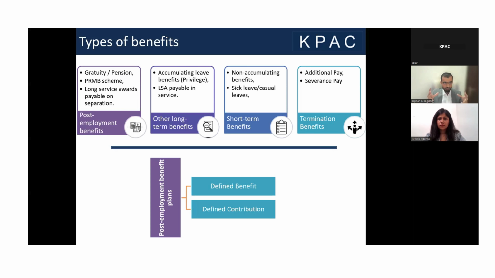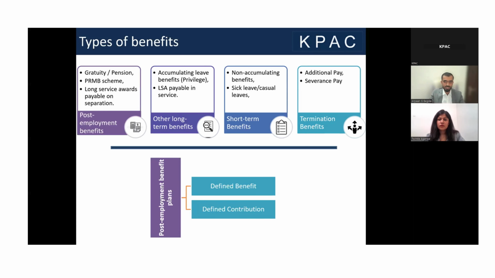Now, given the broad variety of benefits that an organization can offer to their employees, these are broadly bracketed into four heads, and these heads are as defined in the accounting standards. The first one is the post-employment benefit plan, which can either be defined contribution in nature or it could be defined benefit in nature. Actuarial valuation requirement is usually non-negotiable for a benefit plan which is defined benefit in nature.